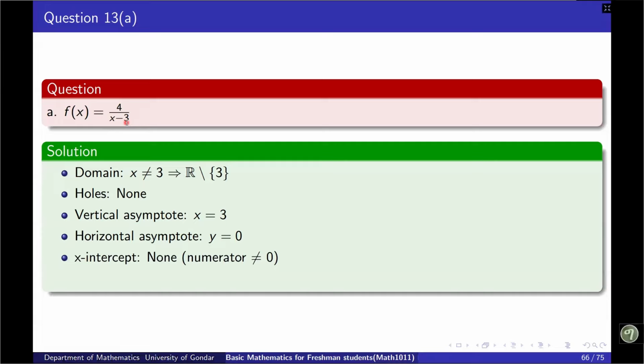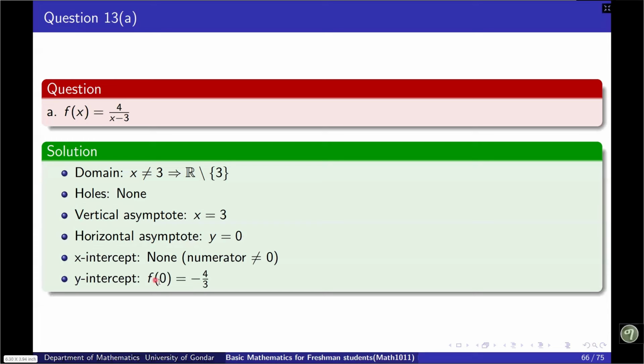Therefore, there is no x-intercept, because whenever f of x is equal to 0, we have a false statement, that 0 is equal to 4. Therefore, the graph can never intersect the x-axis, because the x-axis, that is the horizontal axis y is equal to 0, is the horizontal asymptote.